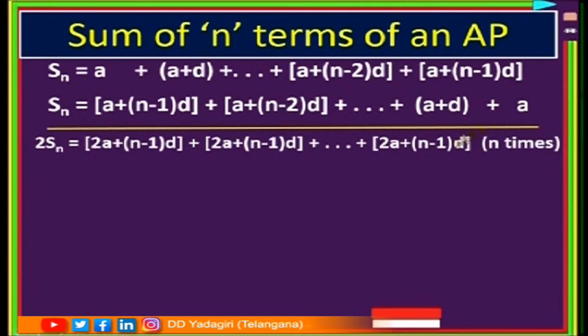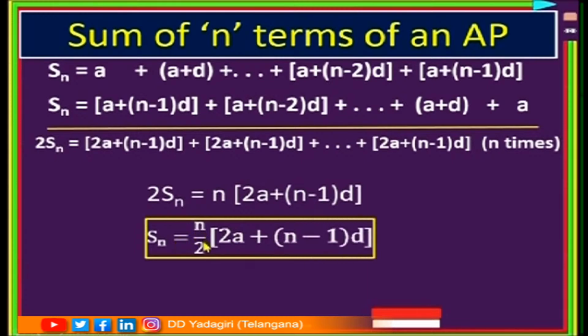Sum of the last two terms is also 2a plus n minus 1 into d. So this 2a plus n minus 1 into d is repeated n times. So that's why 2Sn is equal to n times 2a plus n minus 1 into d. Now here 2 is multiplied to Sn. Now bring it to the right side, you will get Sn is equal to n by 2 into 2a plus n minus 1 into d. So what is Sn? Sn is nothing but the sum of n terms of an arithmetic progression. Therefore this is the formula, that is Sn is equal to n by 2 into 2a plus n minus 1 into d.